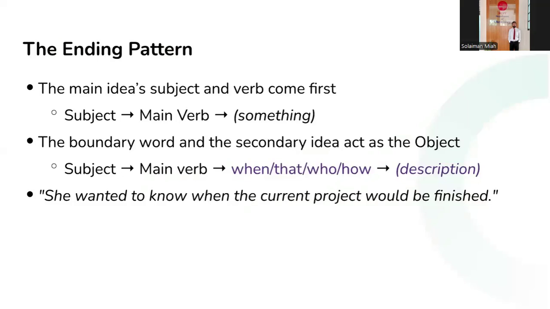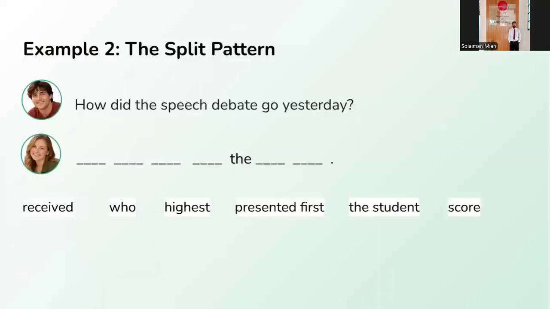The main idea follows the normal subject-verb-object order, which means that the main idea subject comes first, followed by its verb. There's no object yet, but we know we need something there. And that's where the boundary word and the secondary idea slot in. They act as the object and close out the sentence. Next, let's look at a different kind of two-part sentence. In this example, the secondary idea actually interrupts the main idea, splitting it in half.